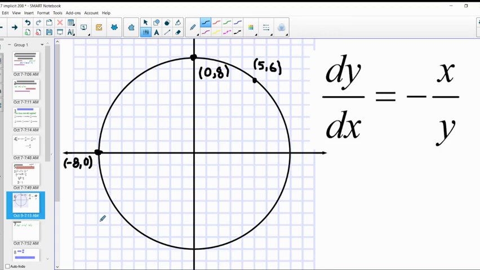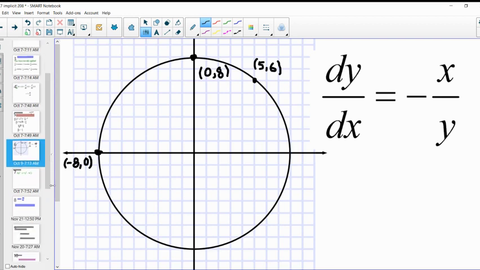Something I find interesting about this is that it doesn't matter what the radius of the circle is. I just happen to have a circle with a radius of 8, but if the radius was 1 or if the radius was 10,000, this formula still works. It is independent of the radius, which I think is kind of a cool thing.